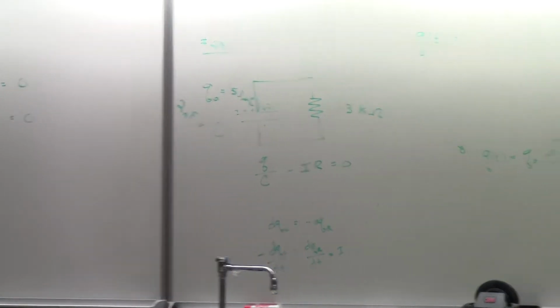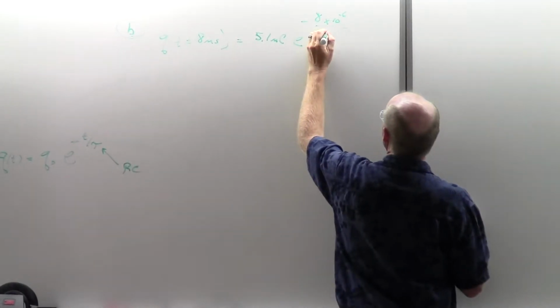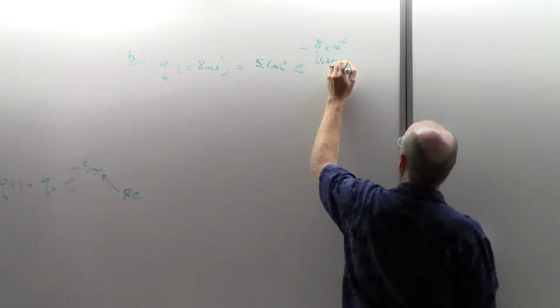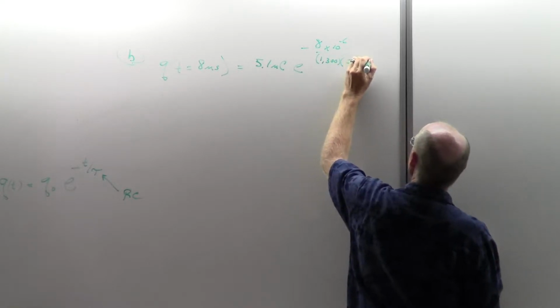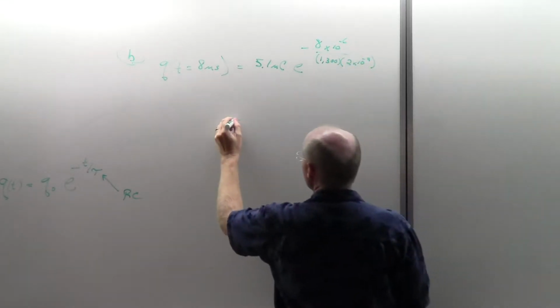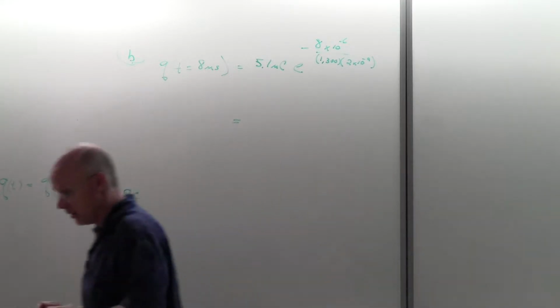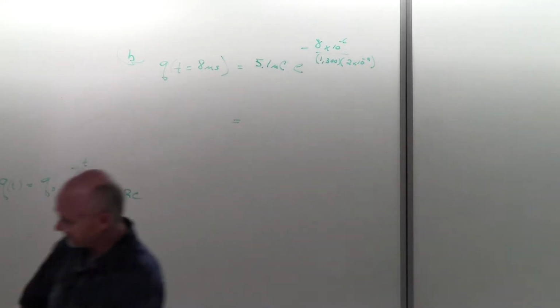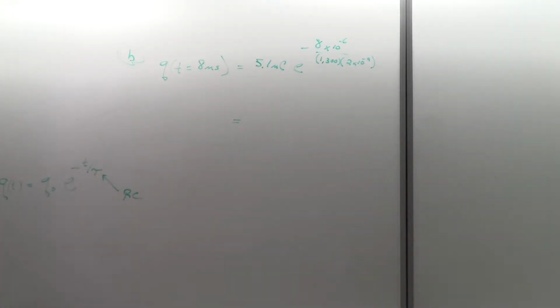So this downstairs becomes 1,300 ohms multiplied by 2 times 10 to the minus 9th. And that should give me my charge. Oh, I can use this calculator. Probably take a little longer. Yeah, probably not worth it. All right, so I just wanted to do that one for the matrix and show.